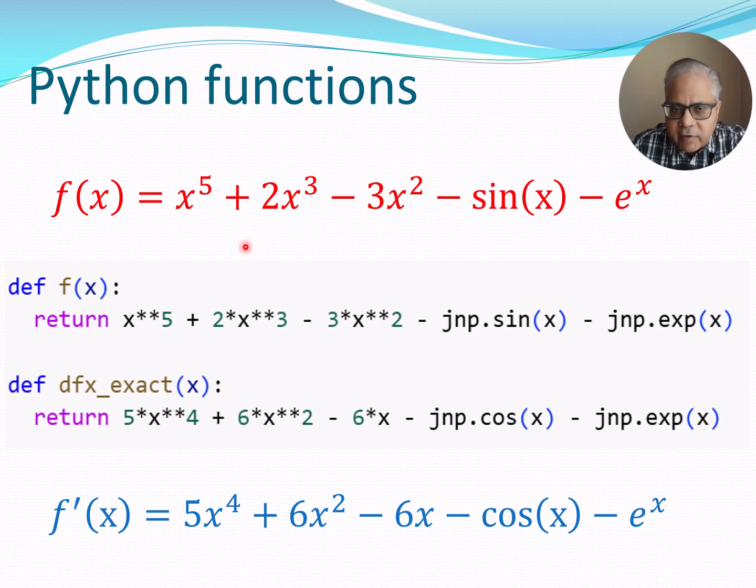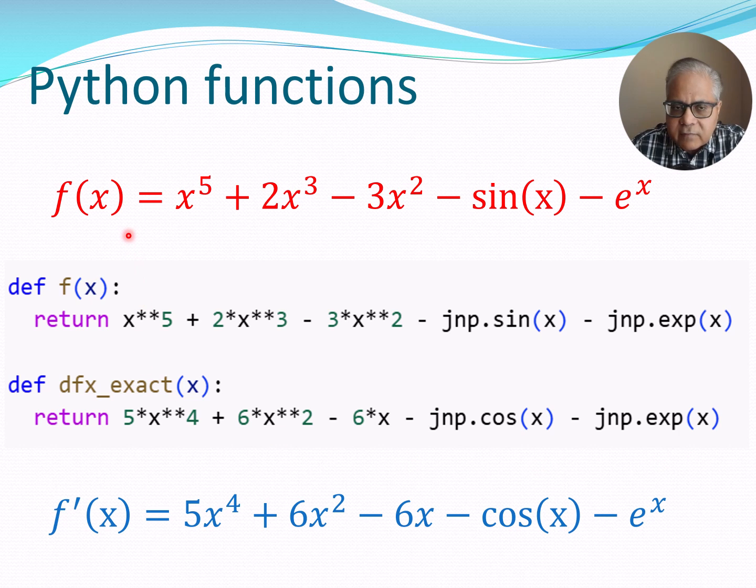So if we take the function f of x, we can immediately write the Python function corresponding to this math function, and we can put in here x to the power 5 plus 2x cubed minus 3x squared minus sin x minus e to the power x. Now we are going to use a certain variant of the NumPy library which uses JAX, so I will put jnp in place of np at all places. I'm going to explain that to you in the next slide in the main program.